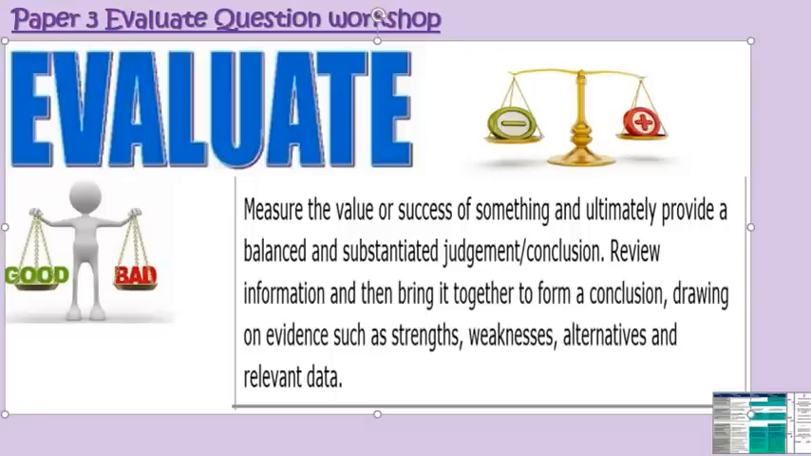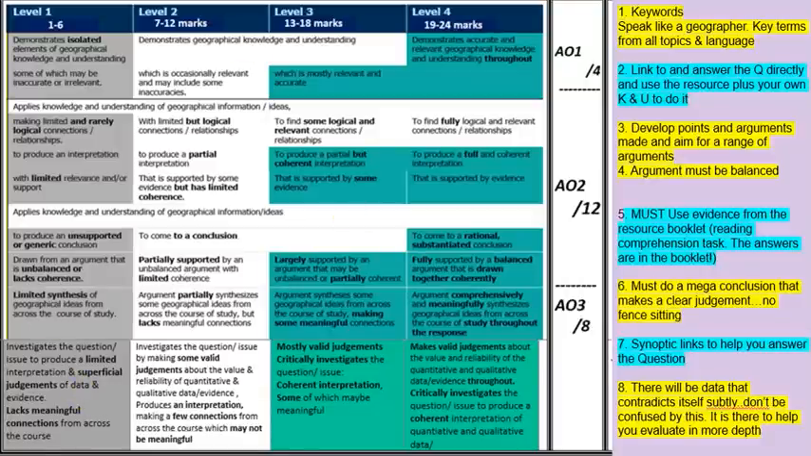Well, measure the value or success of something and provide a balanced and substantiated conclusion. Review information, then bring it together to form a conclusion, drawing on evidence such as strengths, weaknesses, alternatives, and relevant data. That's straight from the exam board. That's their blurb. What does it look like when the examiner uses a level-based mark scheme and assessment criteria? Well, I've tried to unpack it on the right hand side a little bit.